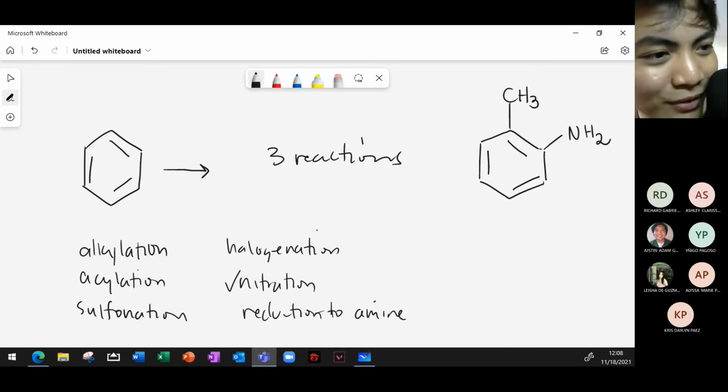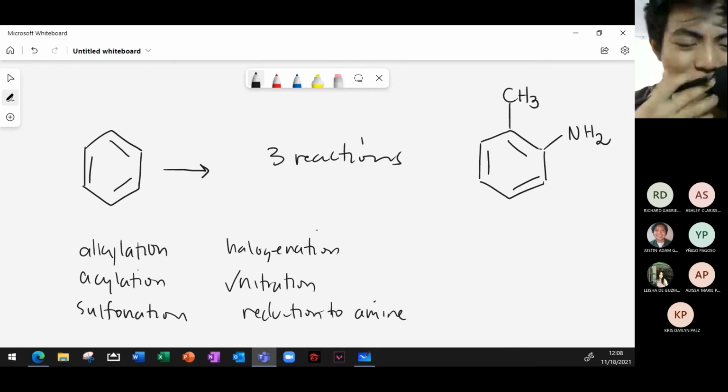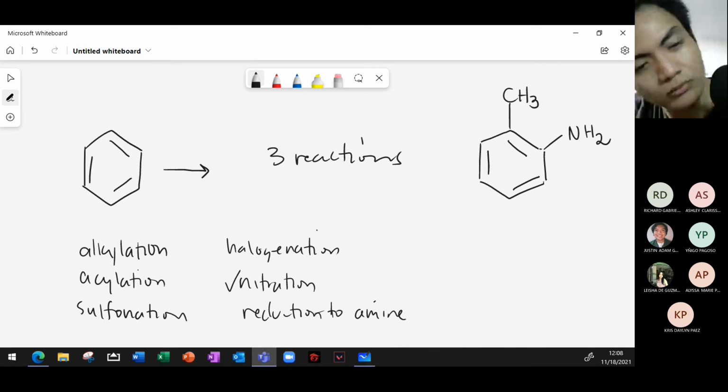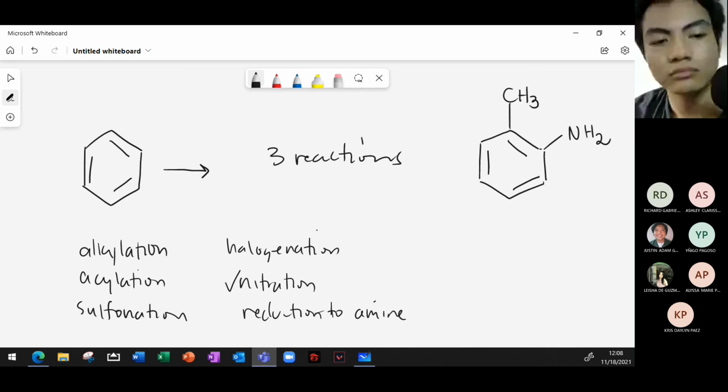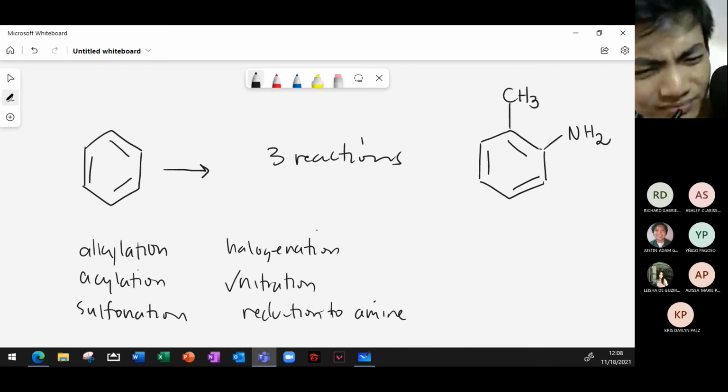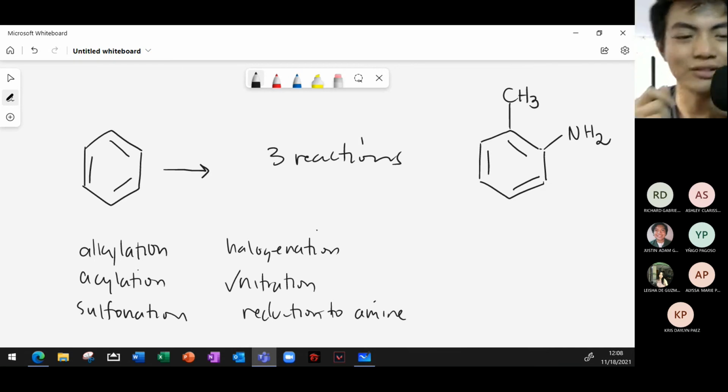Ayan yun, Richard. Pero ano pangalan nun? Yun di ba may nitration? Ano pa yung isa? Nandyan siya sa option sa baba. Tama yung idea. Pero alin doon siya sa anim? Isa pa lang yung tama. Dalawa pa. Calculation and reduction. Ayun, tama.